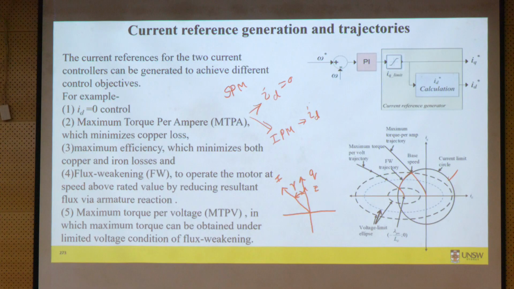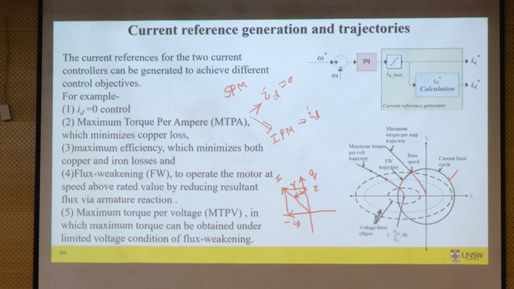Okay, in SPM, the gamma angle is 0. So I and E are in phase. That's why we don't have an Id component. But in IPM, we will have a negative Id current, okay, because gamma is not 0. But we need to know what is the optimum gamma that can give us maximum torque with minimum current. That's what MTPA is, right?